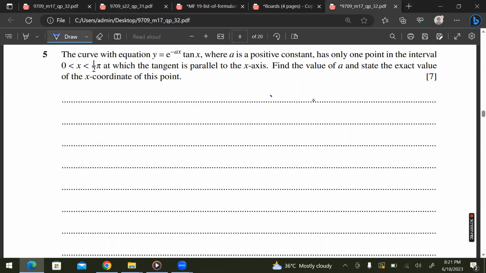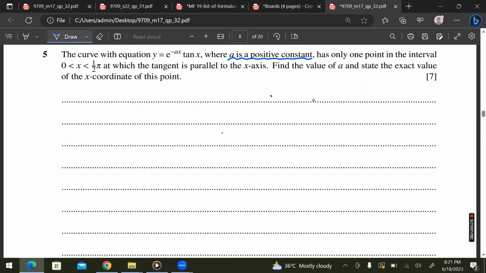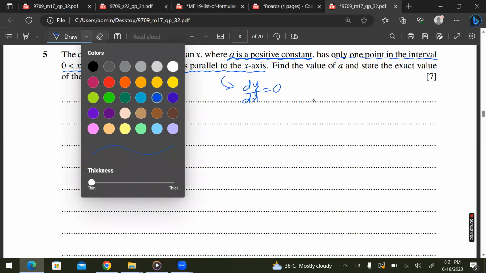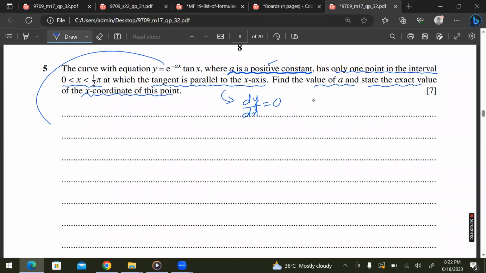So, important points here. a is a positive constant. It also has only one point in the interval 0 to pi over 2. The third important point is that the tangent is parallel to the x-axis, and what can come to mind after reading this is that dy by dx must be equal to 0. And finally, find the value of a, meaning the positive value of a, and state the exact value of the x-coordinate of this point. So as dy by dx equals 0, we need to find the derivative.